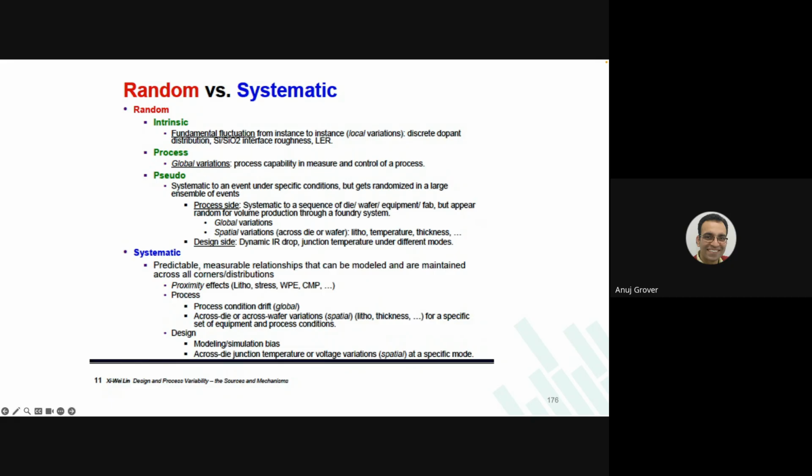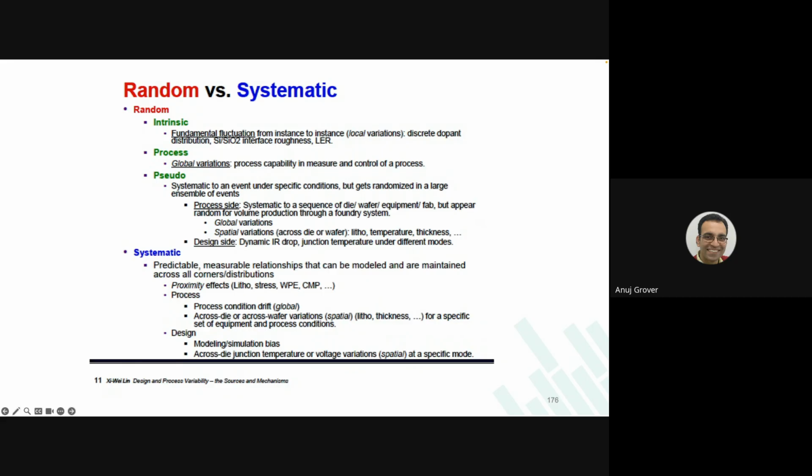So what we are now saying is that if I know the physics behind a particular effect, for systematic variations I can always model it. And then I'm not worried, because I can see the impact of that systematic variation in my simulation directly. In a single simulation, I will be able to observe it. Random variations, on the other hand, are, as the name suggests, completely random. So one simulation will not help you. It is here that you need to run Monte Carlo.